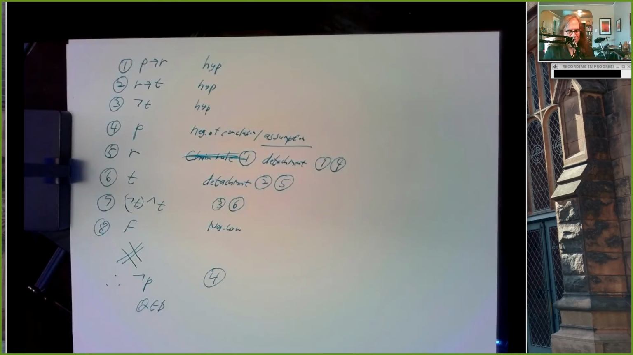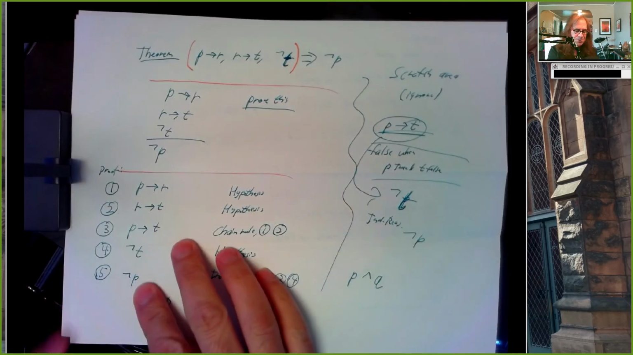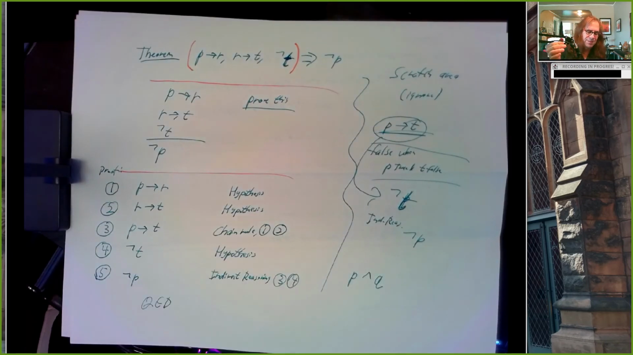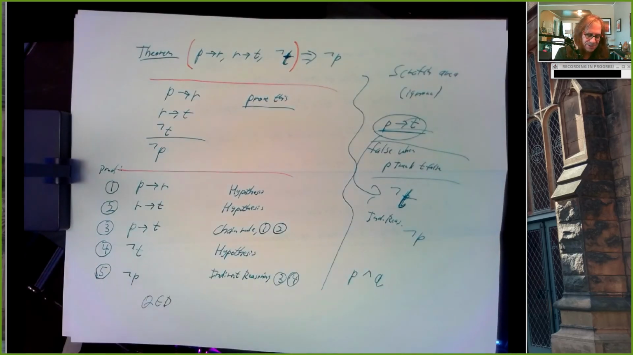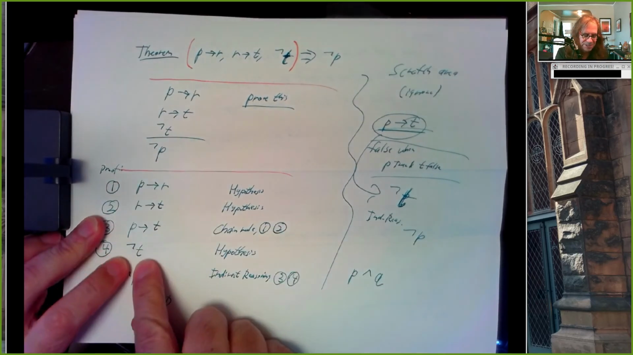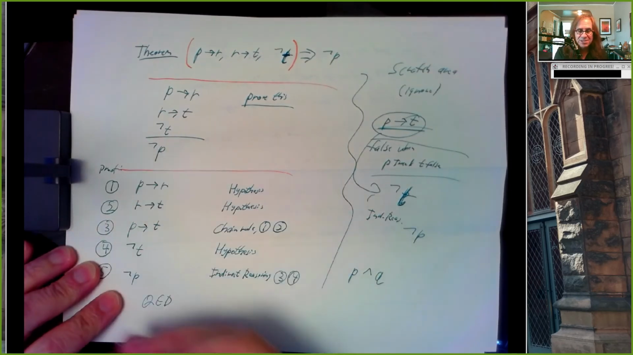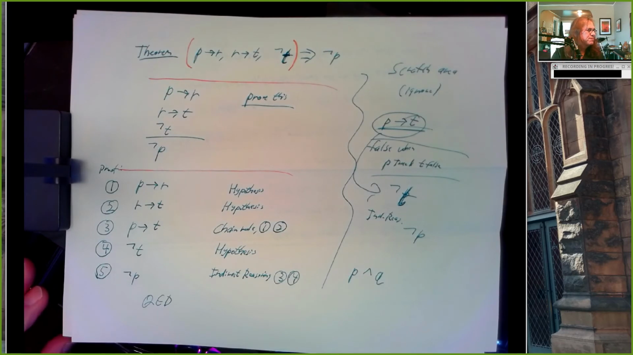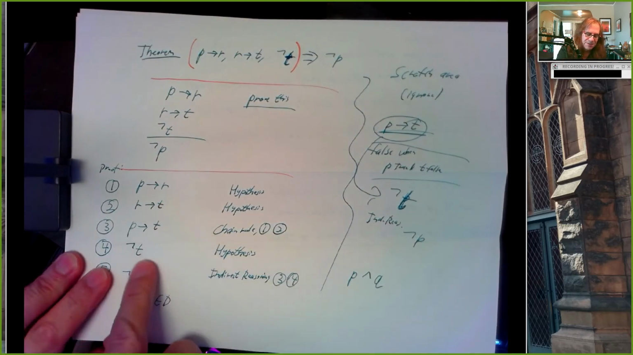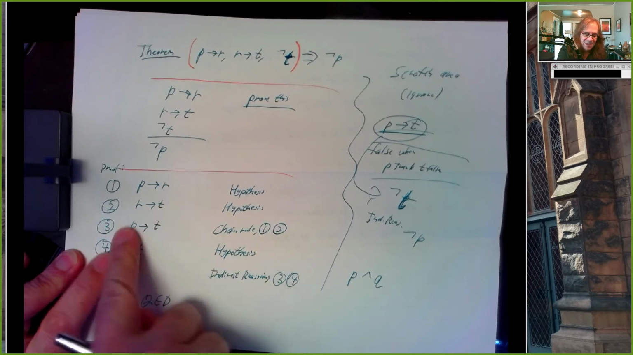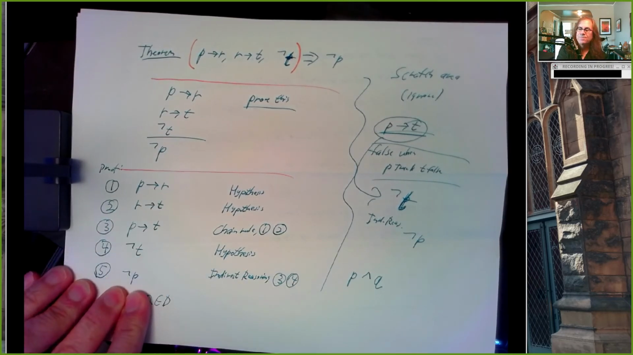All right. Let me make a comment. Let me say, don't do this. So this was our direct proof of that theorem, right? Trying to show that these 3 things imply that. So we stated 2 hypotheses. We chained them to show P implies T. We said not T is a hypothesis. We used indirect reasoning and we got not P. That's a direct proof. It's a direct proof because we started with the things that we are assuming are true, the hypotheses, and we worked logically until we proved the conclusion.